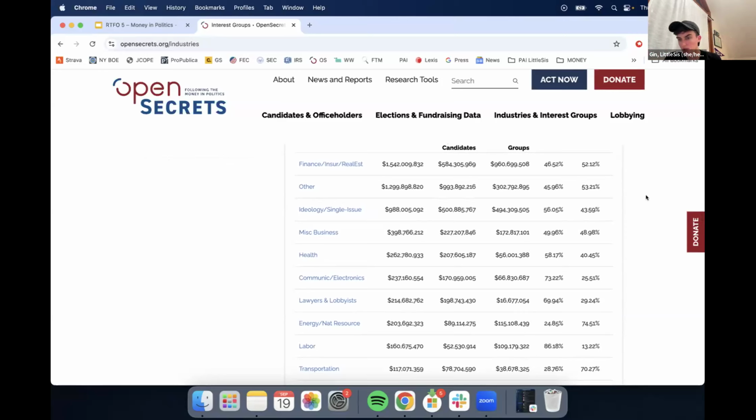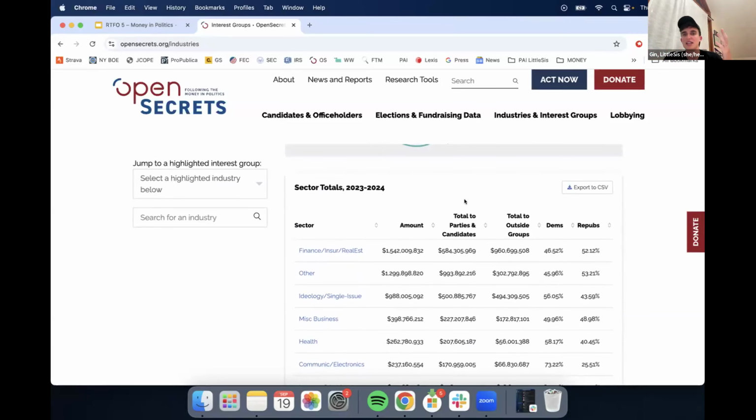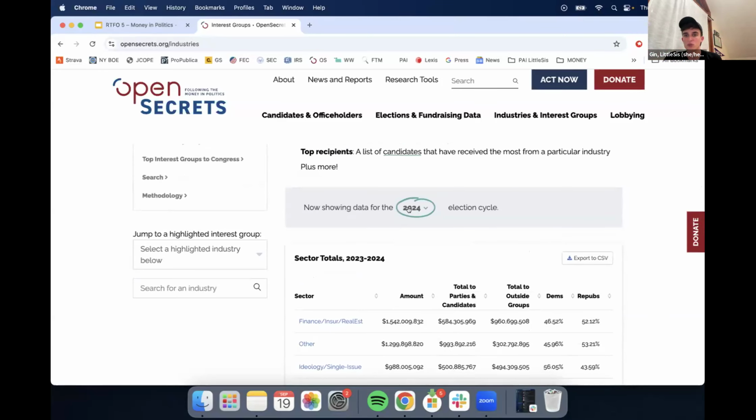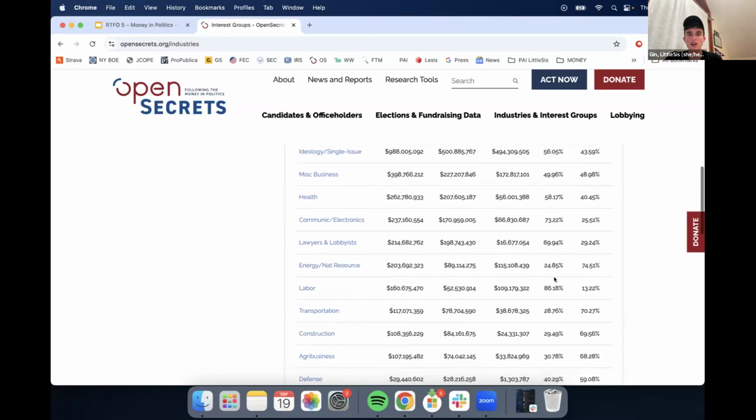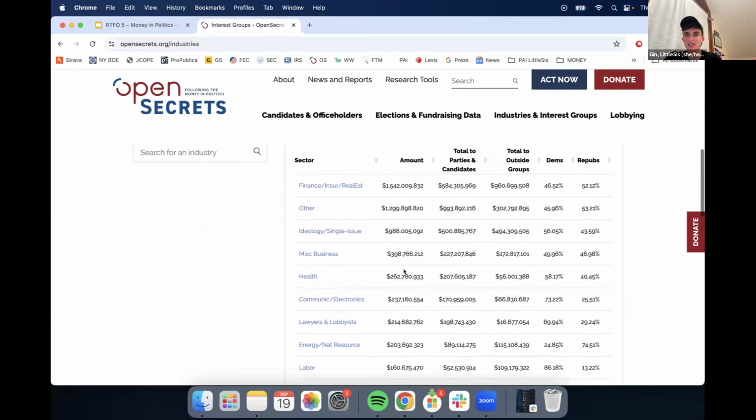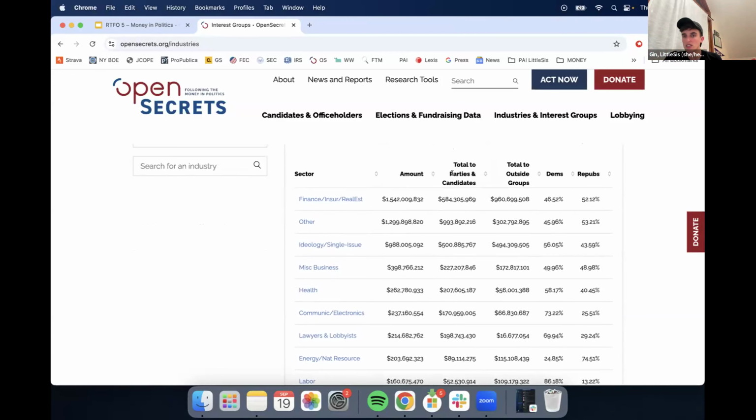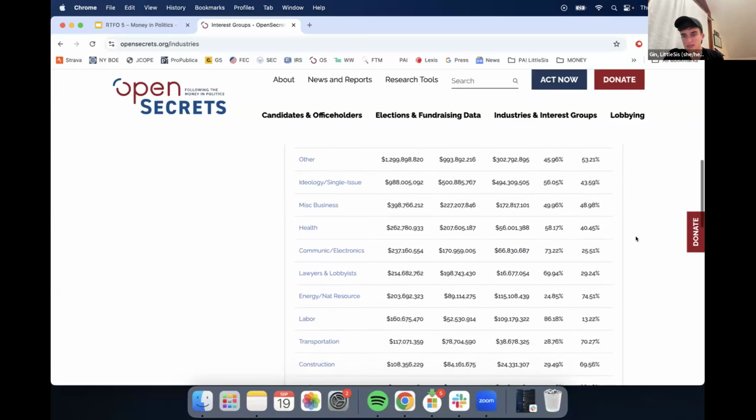So if you're interested in oil and gas donations in this election cycle, which we have selected here, 2024, it's under the energy and natural resources sector. You can see the total amount of money that's given, the total that's going to the parties and candidates, to outside groups. So again, going to PACs and super PACs, and then the percentage that goes to Dems versus Republicans.